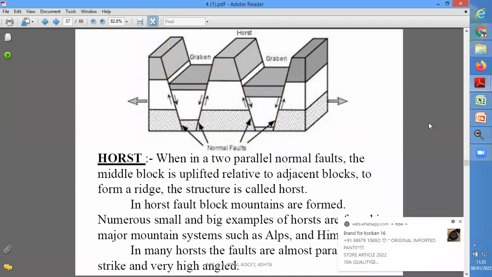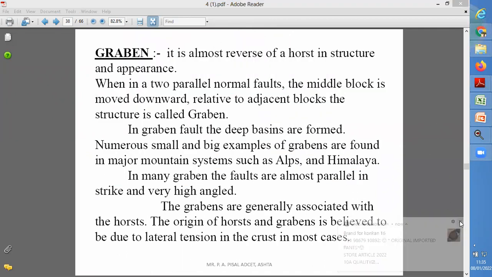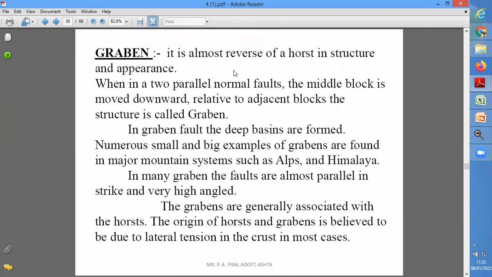Now graben. Graben is opposite to the horst. It is almost the reverse of the horst in structure and appearance. Now what is the character of the horst and graben type of the fault?